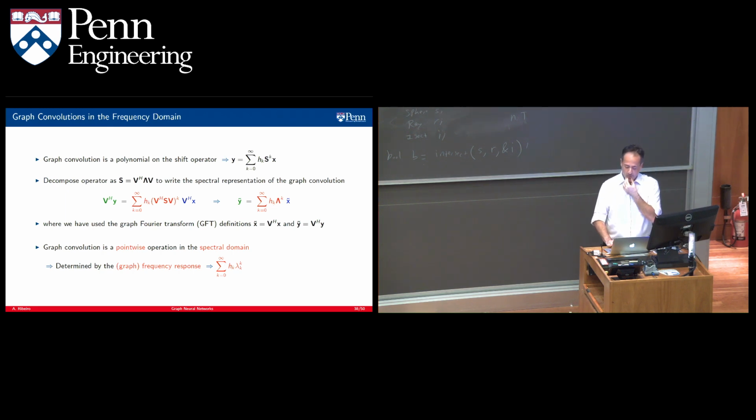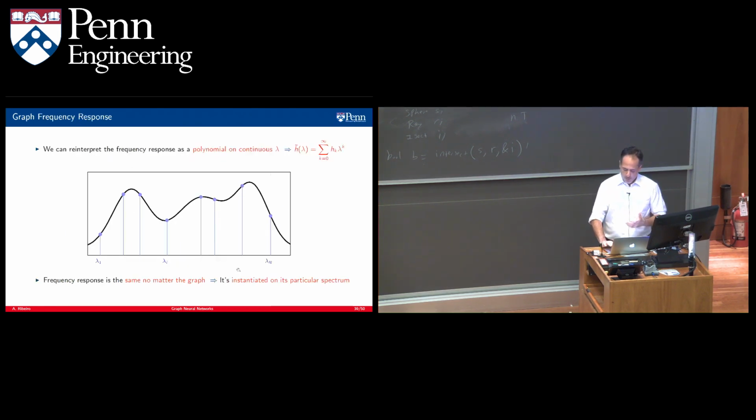Why? Well, because if I am looking at this diagonal operation here, it depends on the values of lambda, on the eigenvalues of the graph. However, you can still define this graph frequency response, which is a polynomial on a continuous variable. What do I mean by that? Well, just go ahead and plot this polynomial. It's just a function of lambda. There's nothing peculiar about the graph in this polynomial.